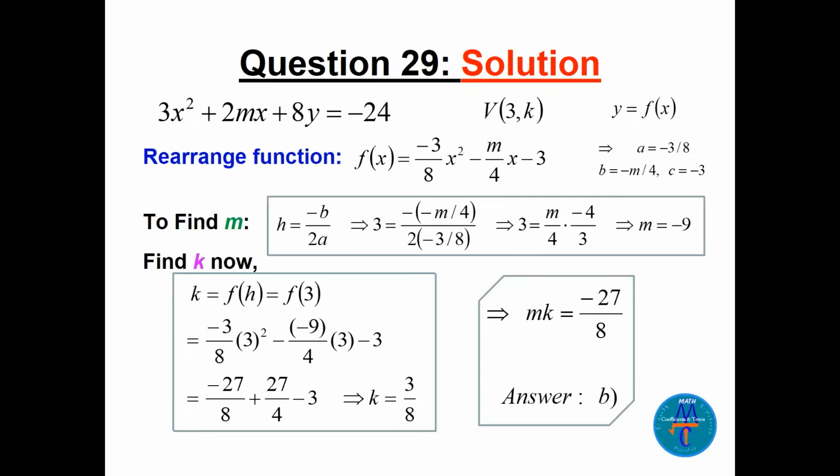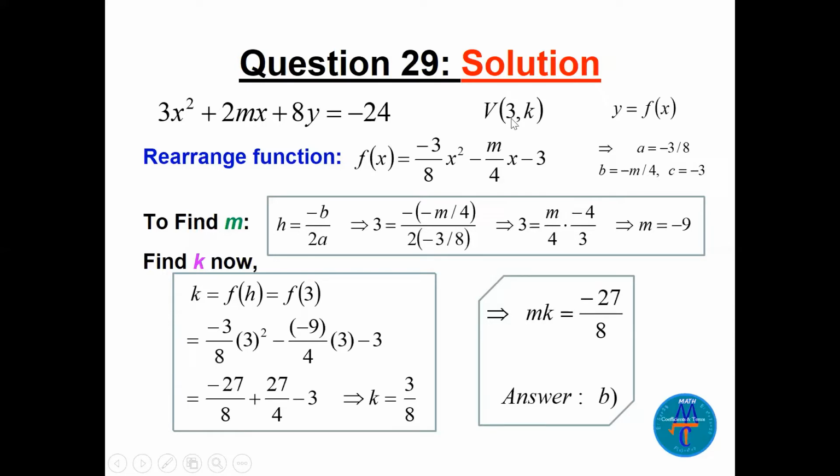First, we rearrange the function, and instead of y, we put f of x, so it will be minus 3 over 8 x squared minus m over 4 x minus 3. So here a is minus 3 over 8, b is minus m over 4, and c is minus 3. To find the vertex, we look at h equals minus b over 2a.